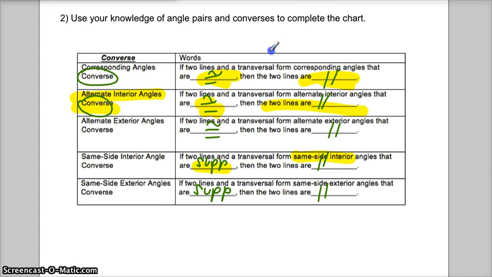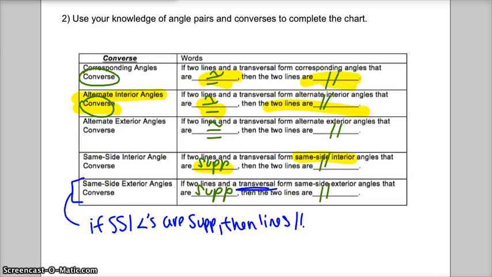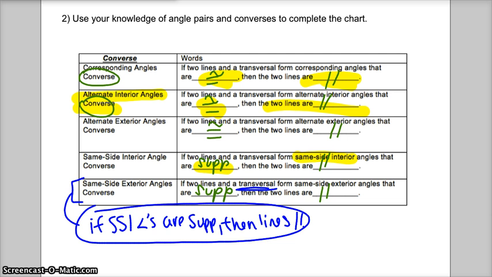This is a lot of words. I'm okay if we abbreviate. For instance here, if same side interior angles are supplementary, then lines are parallel. I know that as we were writing if-then statements, some of you were starting to abbreviate shorter and shorter. This is pretty much as short as I'm going to accept. So if a relationship is true, if corresponding angles congruent, then lines are parallel. Tells me what needs to happen in order for lines to be parallel.